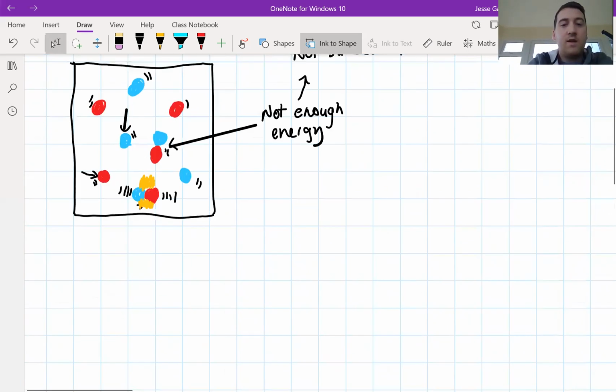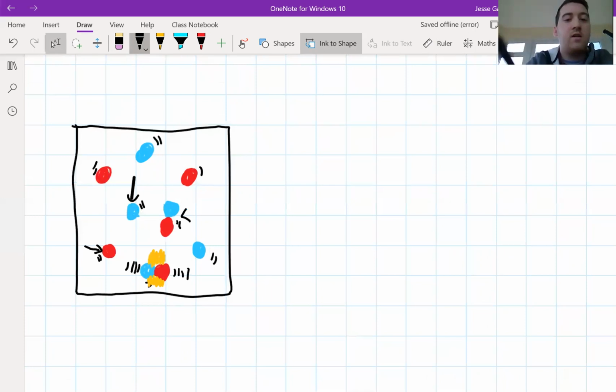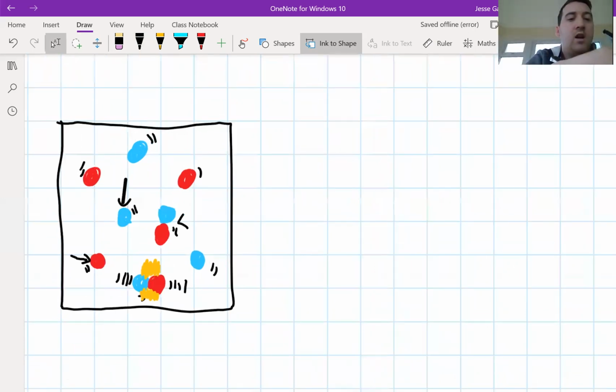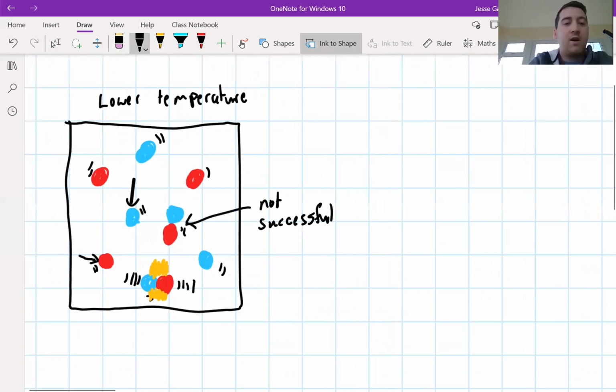Just clearing some space here. Let's say that this here is a container with particles at a lower temperature. If these are the particles at a lower temperature, we've seen this collision here is not successful because the particles don't have enough energy. This collision over here, or these two particles with the arrows moving in different directions, is also not successful because they don't collide. So how can temperature affect this?